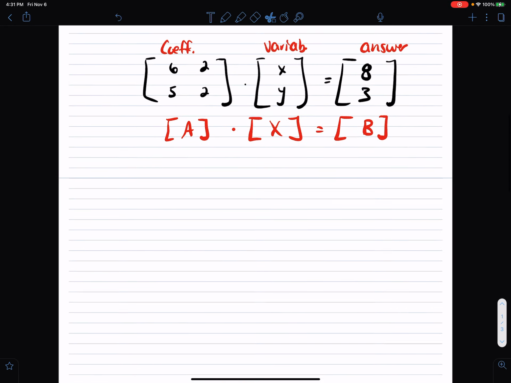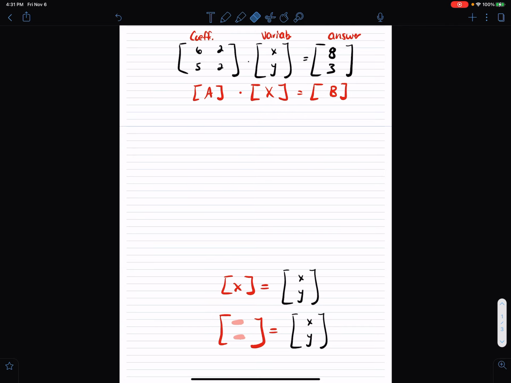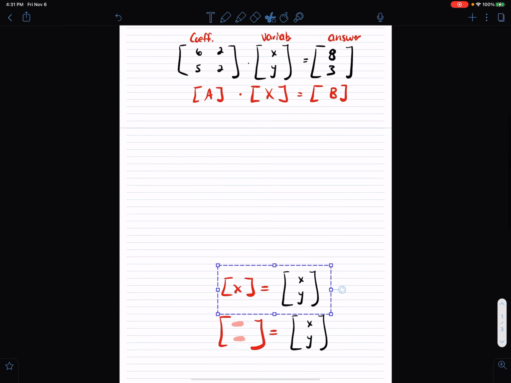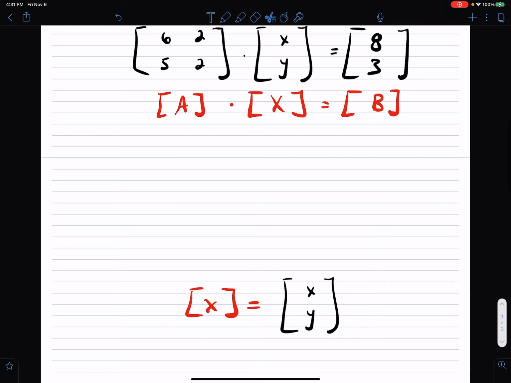So what I need to think about then is how I could take the statement that I have up top and turn it into this one. Well, what I notice is the only difference is I don't want the multiplication of A. So I need to get rid of matrix A on the left side.